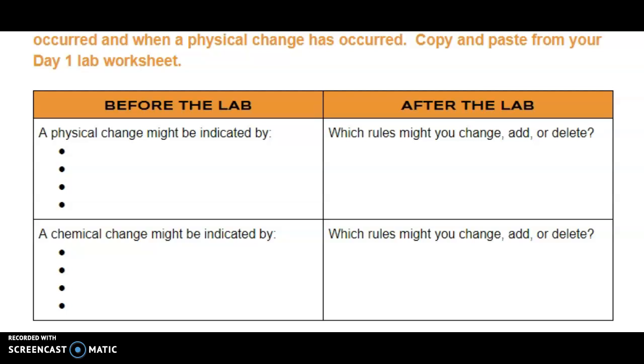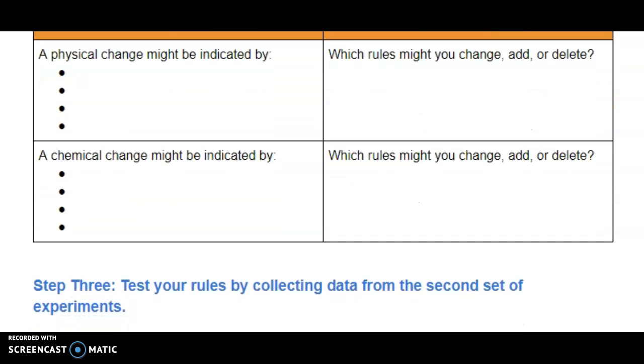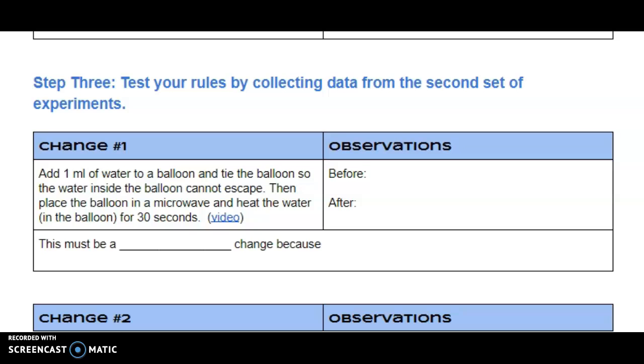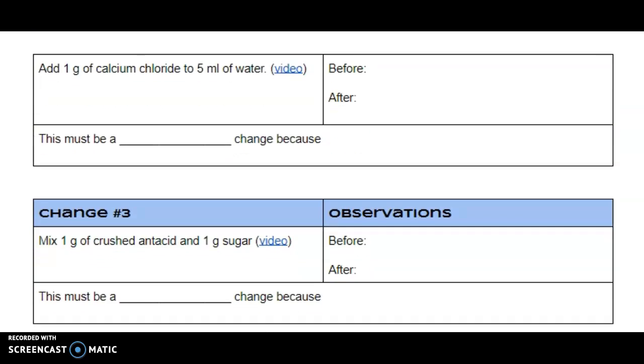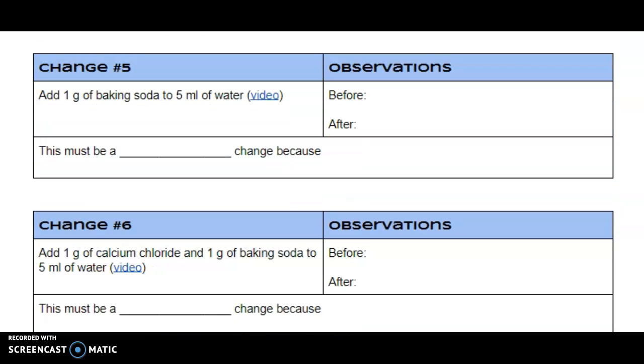All you need to do is copy and paste the 4 rules that you created last time you were working from home. Once you have done this and you have shown me what you've done on your paper, if you're in the building, I will give you your supplies for completing the labs. If for some reason you are not in the building, here's what we're doing. We're going to move down to step 3. There are 1, 2, 3, 4, 5, 6 different changes. You're going to make those observations and fill in this chart. Just like we did before, you've got your before observations and your after observations.